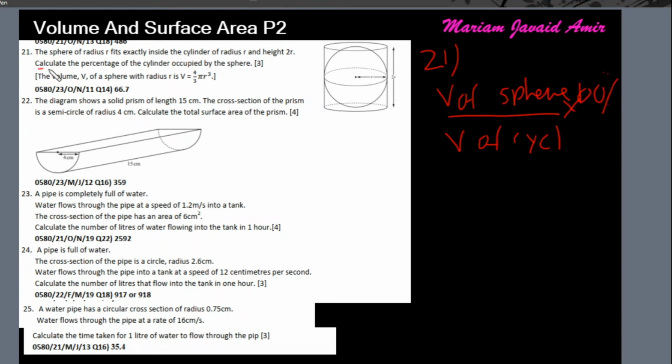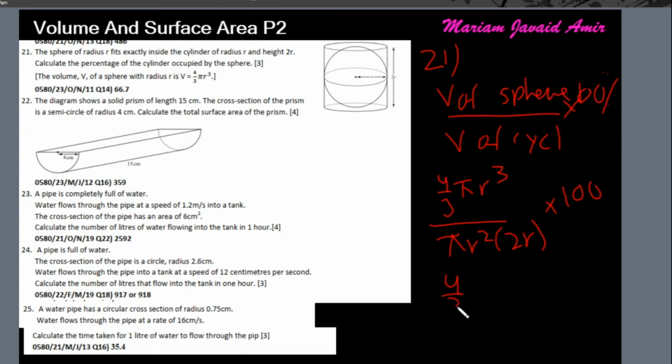Let's read the question. Calculate the percentage of the cylinder occupied by the sphere. So yes, volume of the sphere over volume of the cylinder times 100. In the numerator, I'll write the volume of the sphere, which is 4 over 3 pi r cube. In the denominator, I'll write the formula for the volume of the cylinder, which is pi r square, h is 2r, times 100.